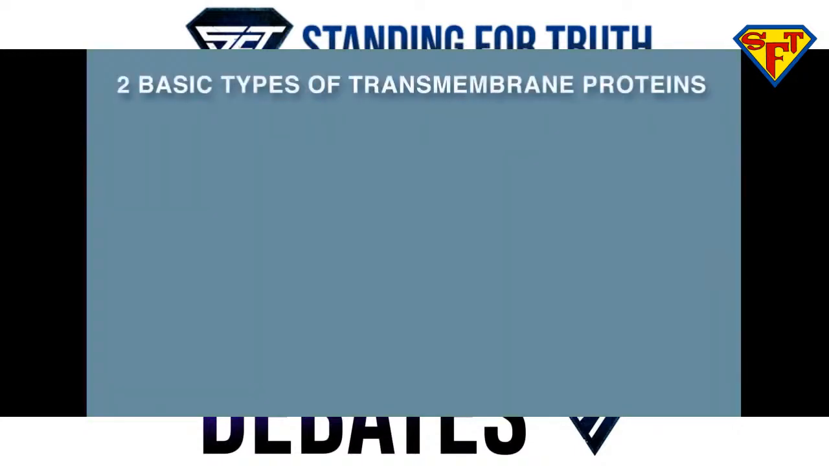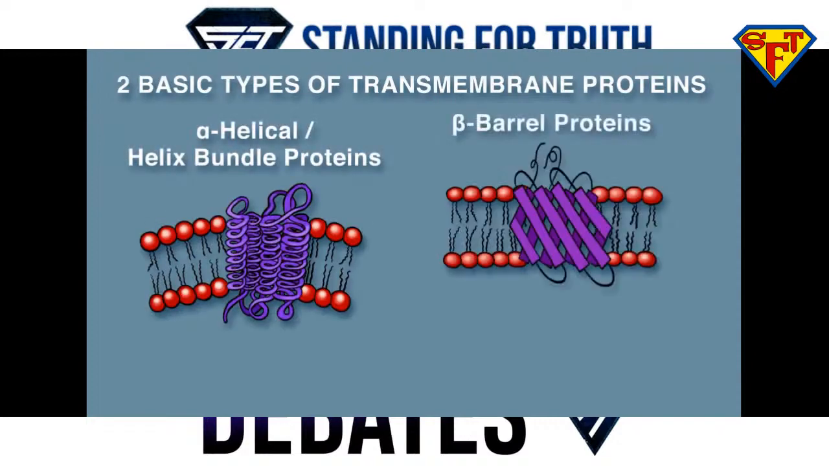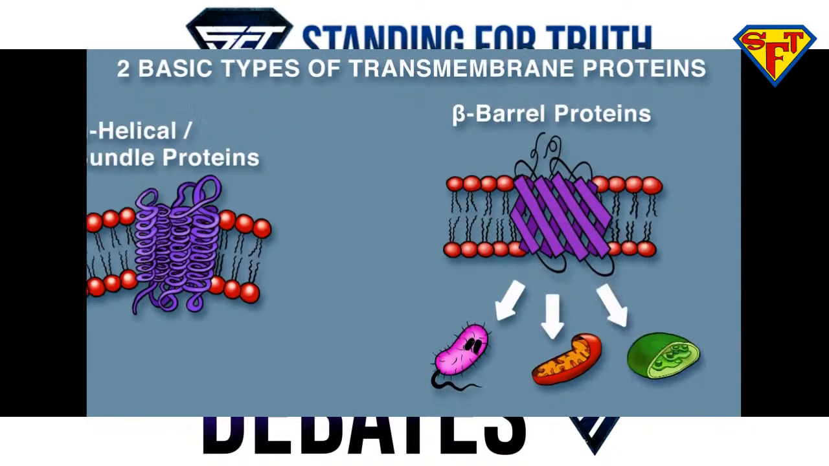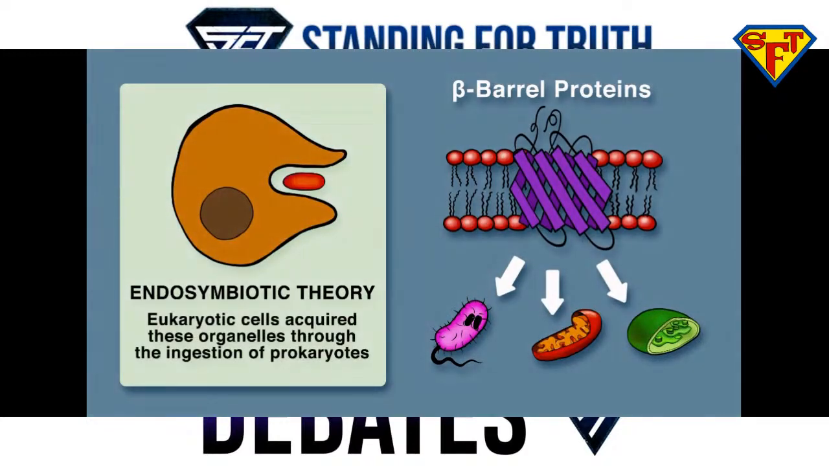There are 2 basic types of transmembrane proteins, alpha helical proteins and beta barrel proteins. Note that while helix bundle proteins are found in all types of biological membranes, beta barrel proteins are only found in the outer membranes of gram-negative bacteria, mitochondria, and chloroplasts, evidence that contributes to the endosymbiotic theory, in which eukaryotic cells acquired these organelles through the ingestion of prokaryotes.